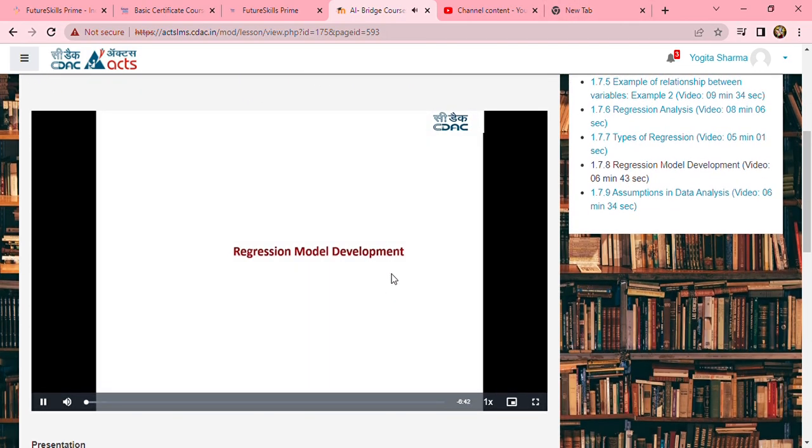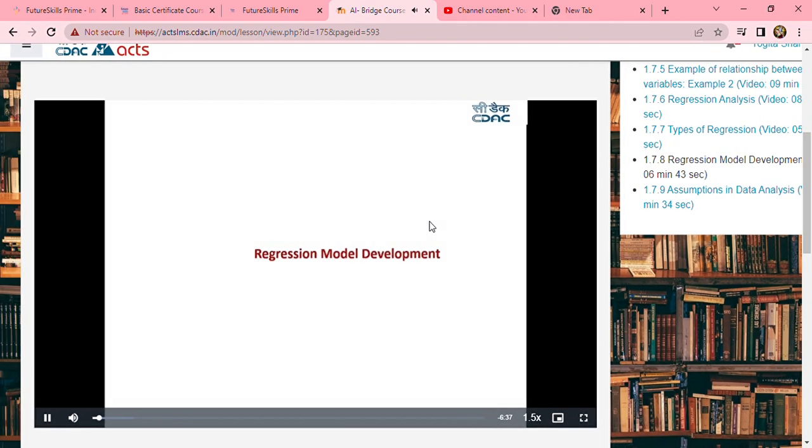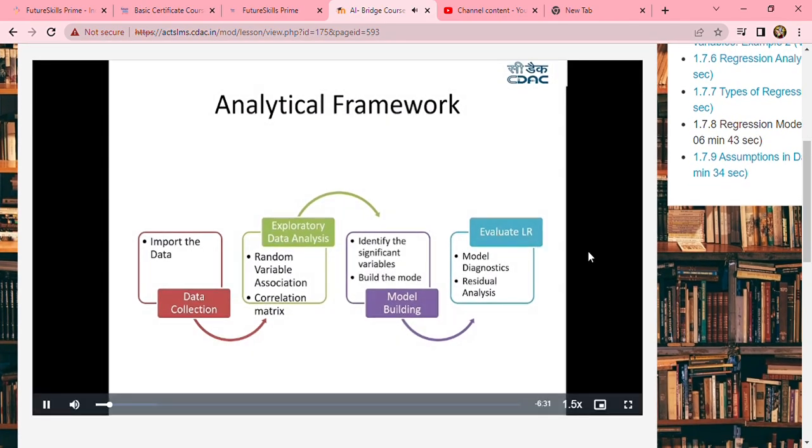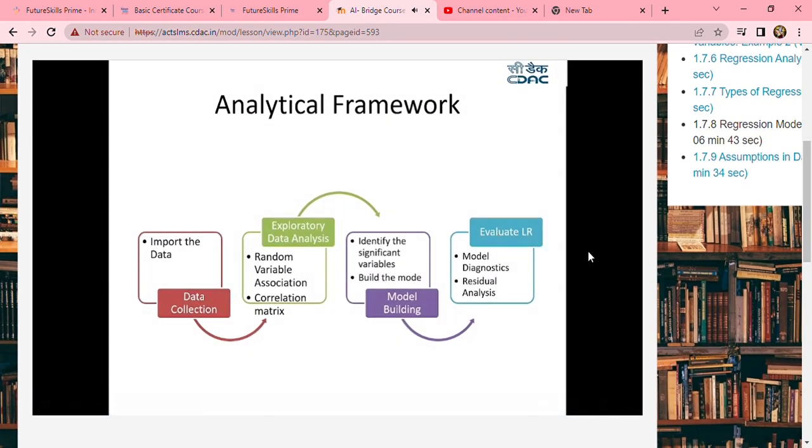Welcome to the session on regression model development. Whenever we are going to build a regression model, we are supposed to follow certain steps. The first step is to import the data, which is nothing but data collection. The second is to do the exploratory data analysis, where you will be exploring the relationship between different columns. Then you try to find the association between the variables by looking at the significant variables in the models. And then we look at the evaluation parameters.